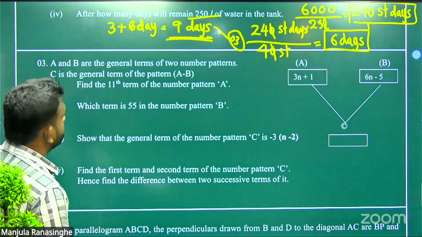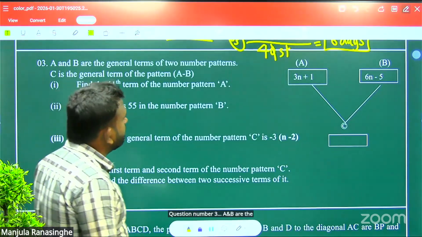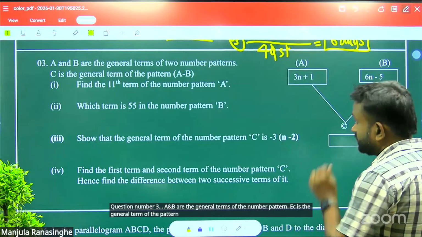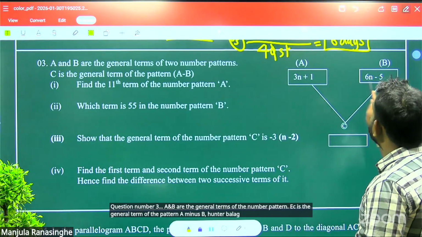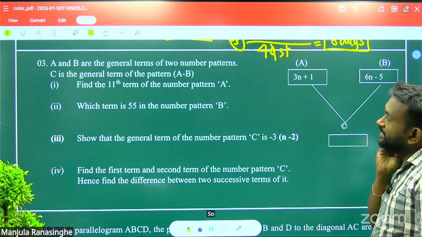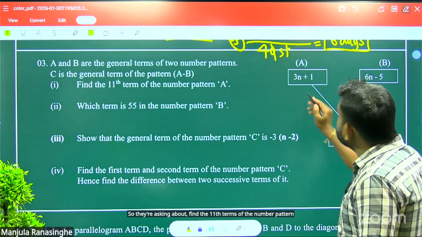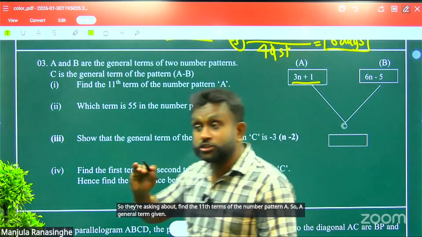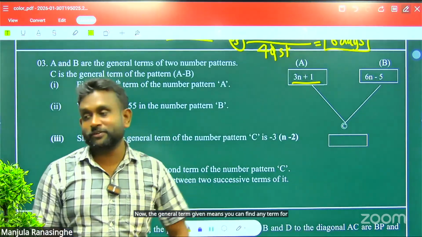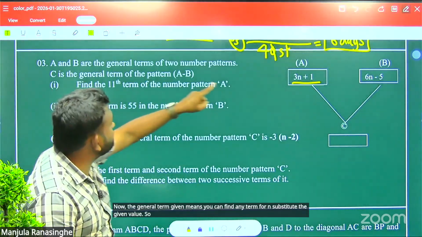Question number 3. A and B are the general terms of the number pattern. C is the general term of the pattern A minus B. Look carefully: the general term of A minus B is C. So they're asking to find the 11th term of the number pattern A. A general term is given, and the general term means you can find any term. For n, substitute the given value. So n is now 11, the 11th term of A.